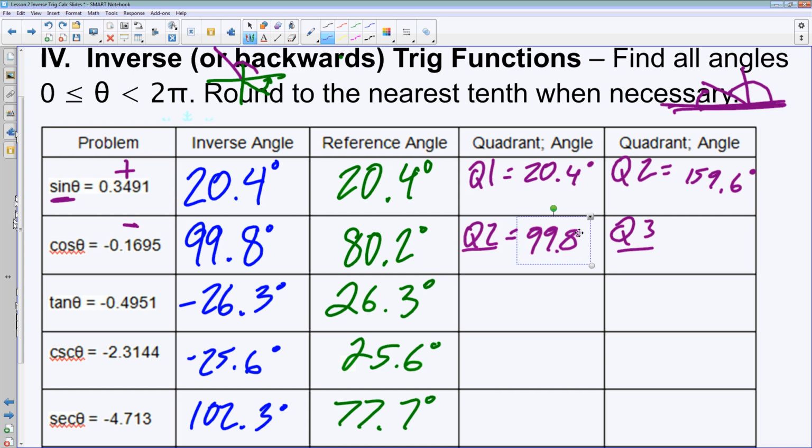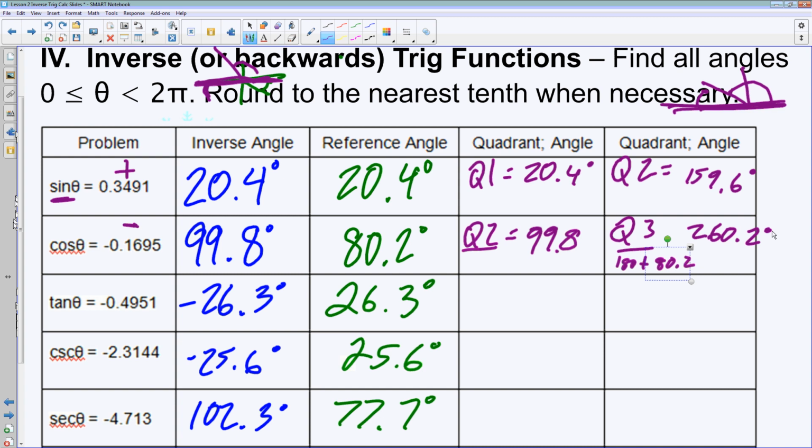Now, we want to also figure out the angle that it would be in quadrant 3. And this is where our reference angle helps us. We want to get ourselves into quadrant 3. Here's the line in between 2 and 3. We want to add our reference angle to 180. So 180 plus my reference angle will get me into quadrant 3, and that's going to be 260.2. So our reference angle always helps us somehow.